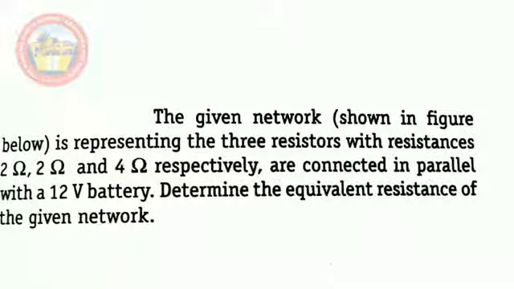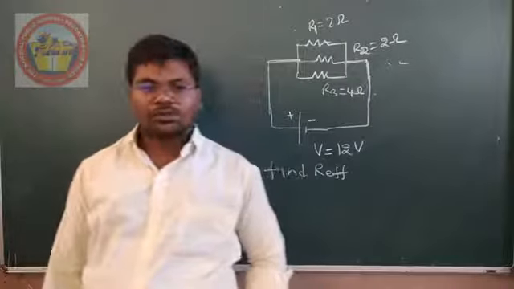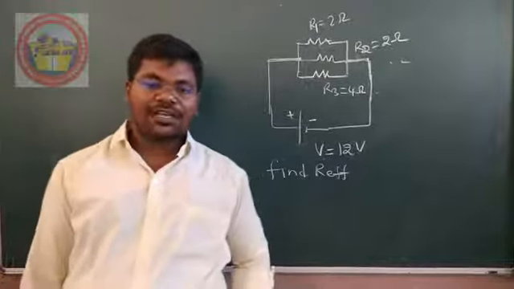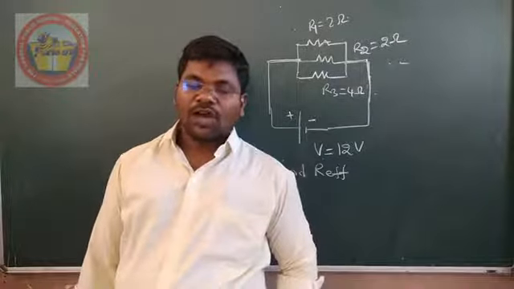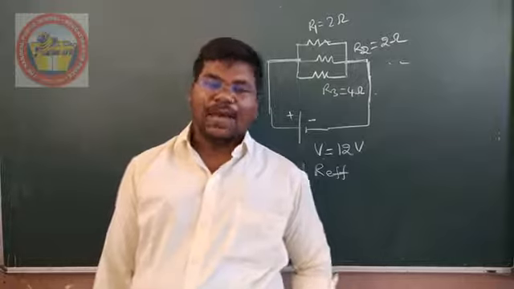The given network represents three resistors with resistances 2 ohms, 2 ohms and 4 ohms respectively, connected in parallel with a 12 volt battery. Determine the equivalent resistance of the given network. In the given circuit, there are three resistors: R1 is equal to 2 ohms, R2 is equal to 2 ohms, R3 is equal to 4 ohms, and a 12 volt battery. What we have to find here is the effective resistance. The resistors are connected in parallel combination.